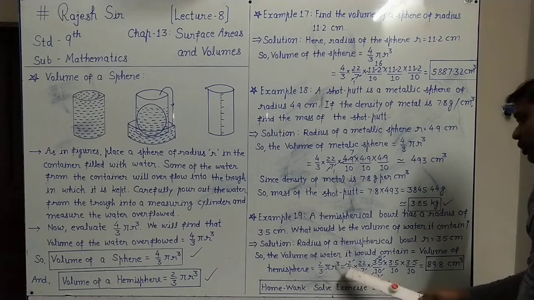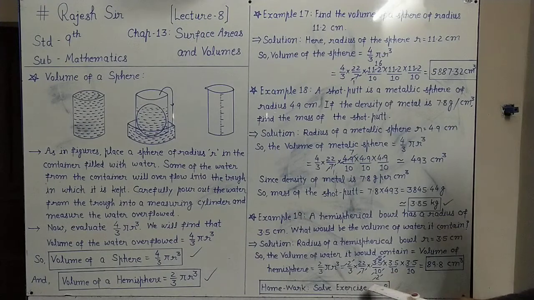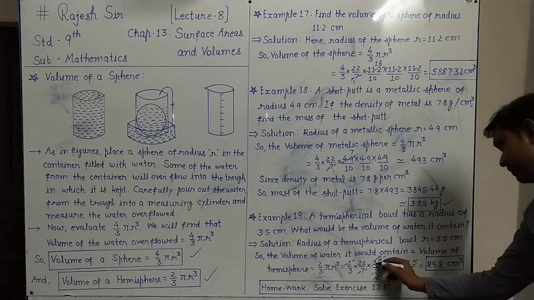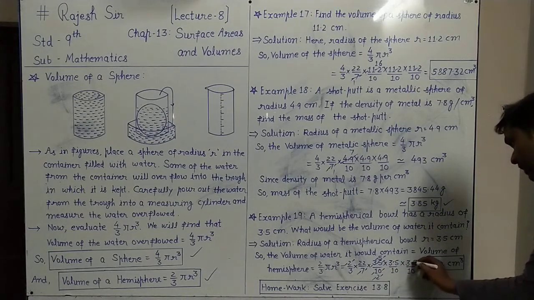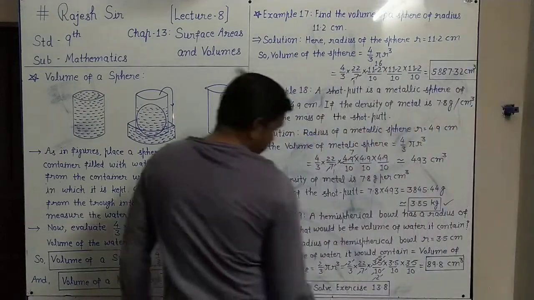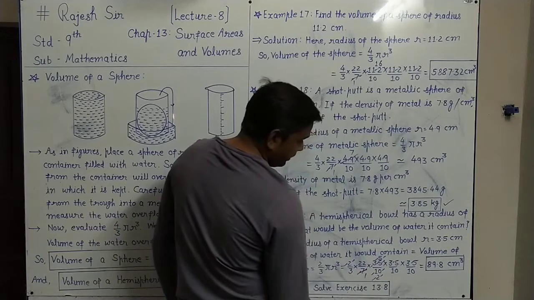The hemisphere's volume is 2 upon 3 pi r cube. That is the formula, and we place all the values in that. 2 upon 3 pi is 2 upon 3 into 22 upon 7. r is 3.5, and its cube means 3.5 into 3.5 into 3.5. To remove all the decimal points, we write 10, 10, 10 in the denominator. Now cancellations: 7 ones are 7, 7 fives are 35.